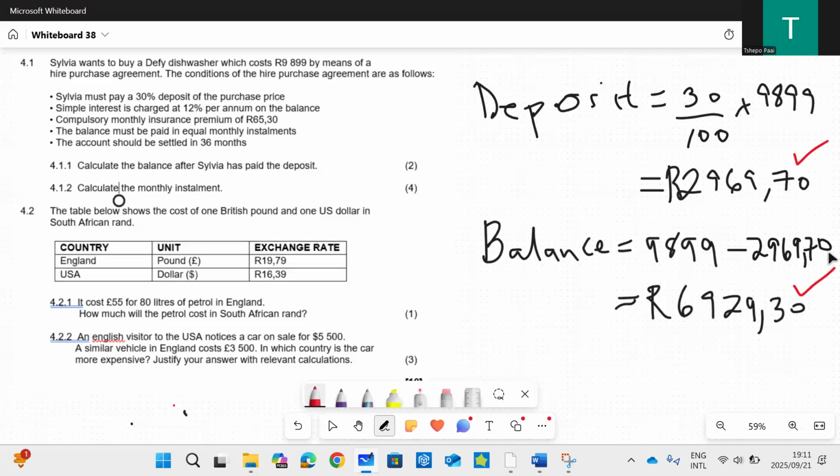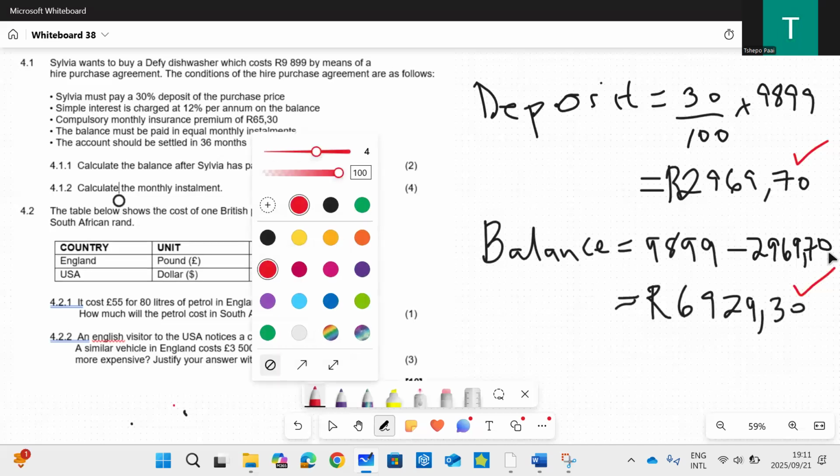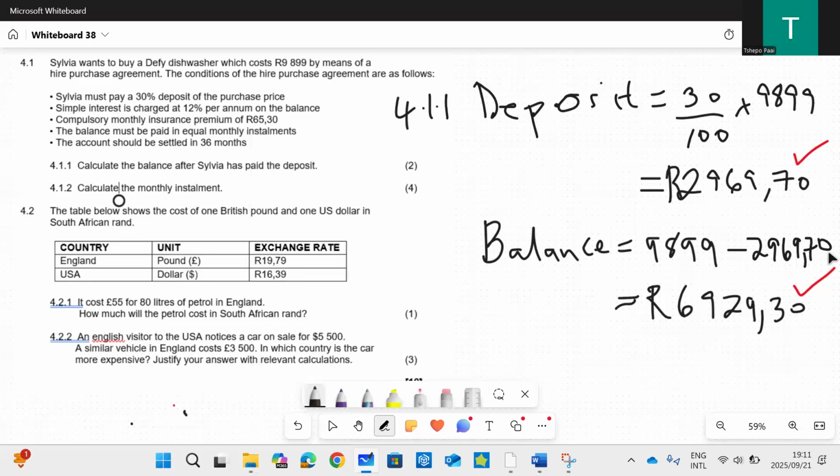Now, moving on, remember this was question 4.1.1, where they want to know the balance, calculate the balance after Sylvia has paid the deposit. Obviously, you must find the deposit and subtract the deposit from the original amount to get the balance. Now, we have answered 4.1.1. Moving on to the next question, which is 4.1.2.